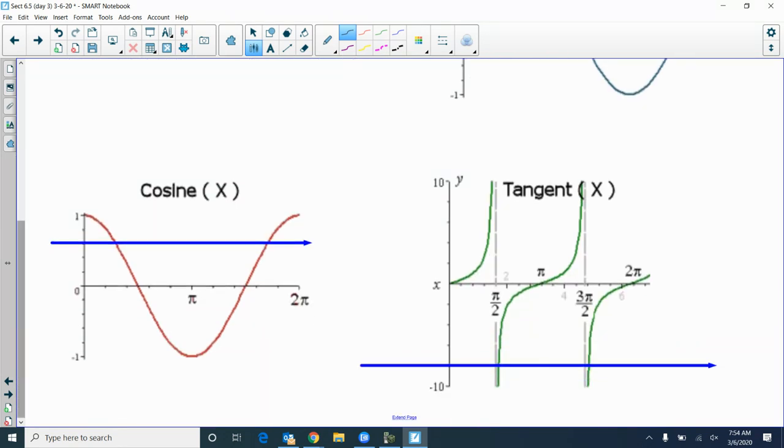But what did we say about tangent? The A value for tangent could be what? Any number, and you're always going to get two answers for tangent. So if you got tangent of x equals 1/2, you're going to get two answers. If you got tangent of x equals 3.5, you're going to get two answers. It doesn't matter. Just for tangent and cotangent. Sine and cosine, you're limited, because of their graphs.